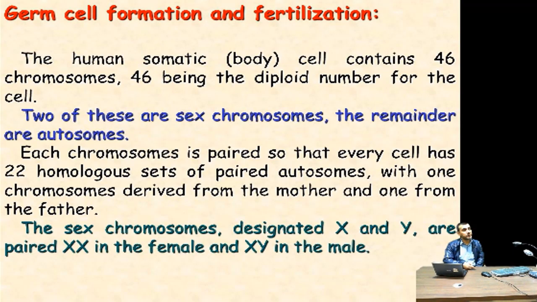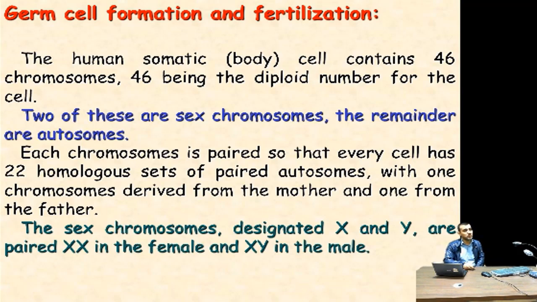Germ cell formation and fertilization. The human somatic body cell contains 46 chromosomes, 46 being the diploid number for the cell. Two of these are sex chromosomes, the remainder are autosomes. Each chromosome is paired so that every cell has 22 homologous sets of paired autosomes, with one chromosome derived from the mother and one from the father. The sex chromosomes, designated X and Y, are paired XX in the female and XY in the male.